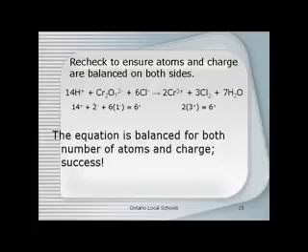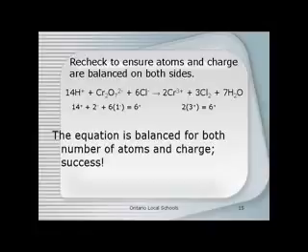After adding the two half reactions together, you want to recheck to ensure that the atoms and charge are balanced on both sides. So we can do a quick check of the hydrogen first. We have 14 hydrogens on the left. We have 7 times 2 is 14 hydrogens on the right. We have 2 chromiums on the left, 2 chromiums on the right. 7 oxygens on the left, 7 oxygens on the right, and then 6 chloride ions is balanced by the 3 Cl2 molecules. So we're balanced for atoms.